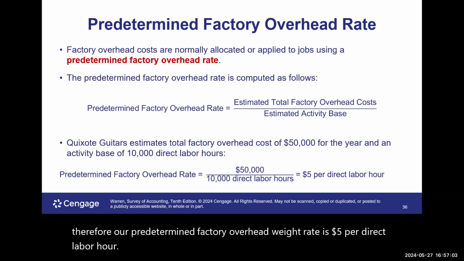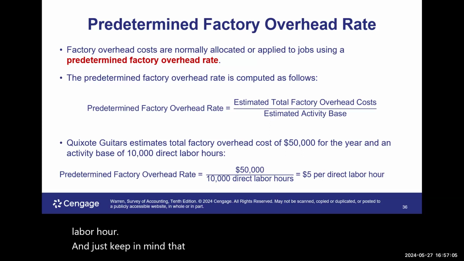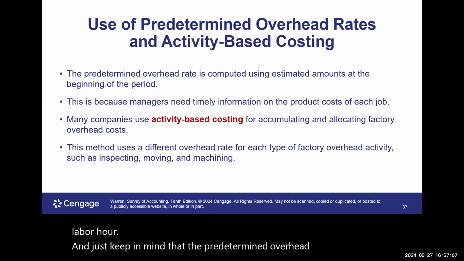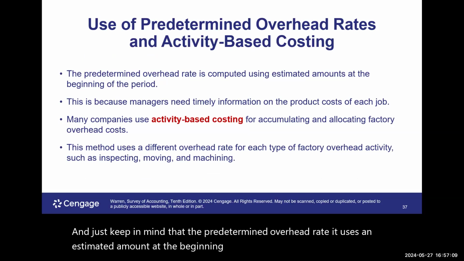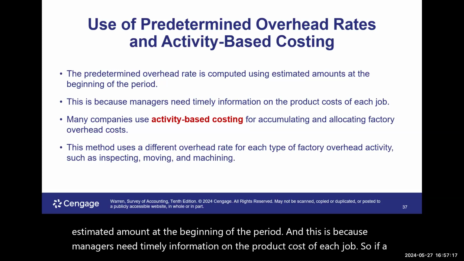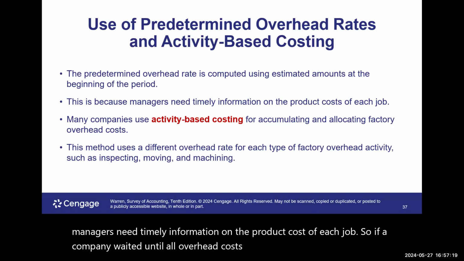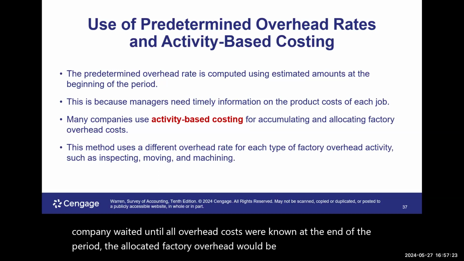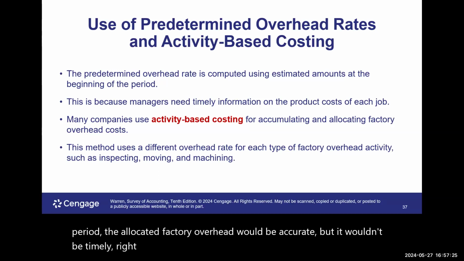And just keep in mind that the predetermined overhead rate uses an estimated amount at the beginning of the period. This is because managers need timely information on the product cost of each job. If a company waited until all overhead costs were known at the end of the period, the allocated factory overhead would be accurate, but it wouldn't be timely, right? Only through timely reporting can managers adjust manufacturing methods or the product pricing.